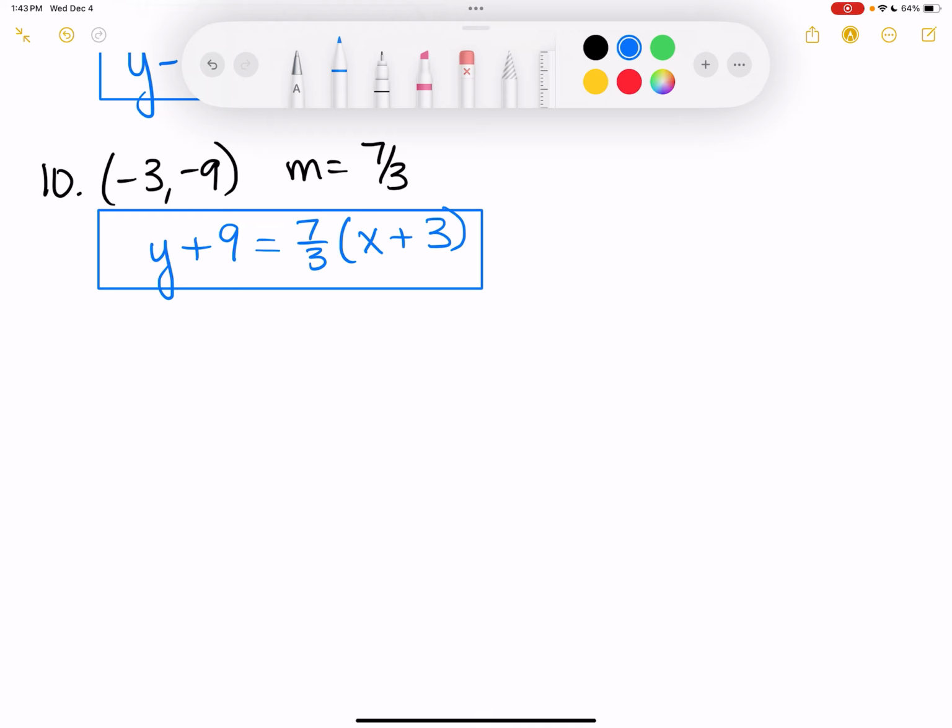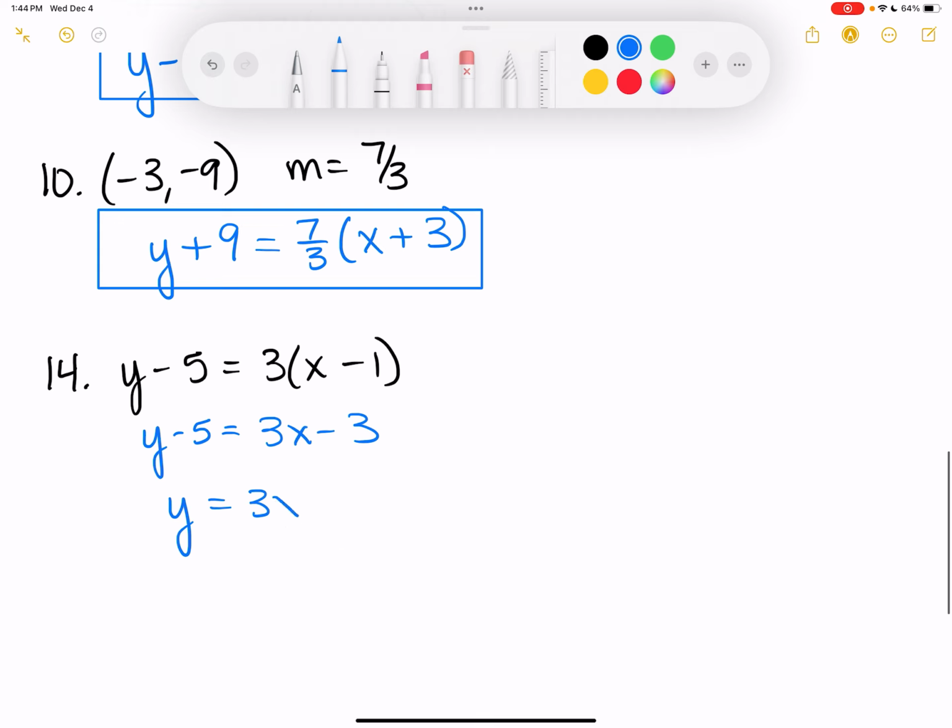All right, a couple graphing ones like this, and then we'll move into the ones where they're giving us 2 points, and we're doing it that way. So 14, y minus 5 equals 3 times x minus 1. So I need to get ultimately y by itself. First I'm going to distribute on the right. So I have y minus 5 equals 3x minus 3. I add the 5, so I get y equals 3x plus 2. And now I can graph that.